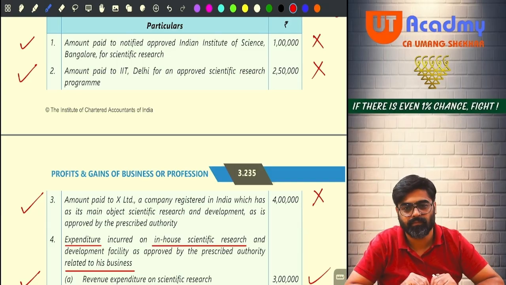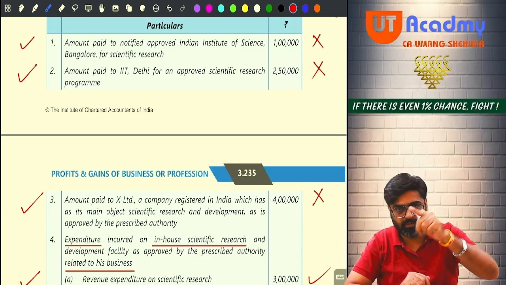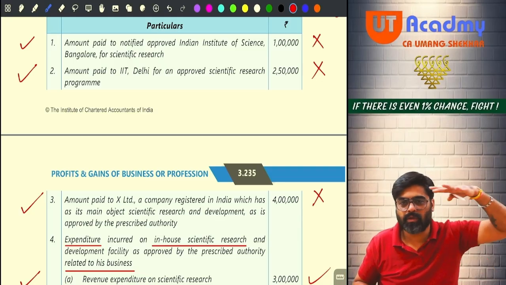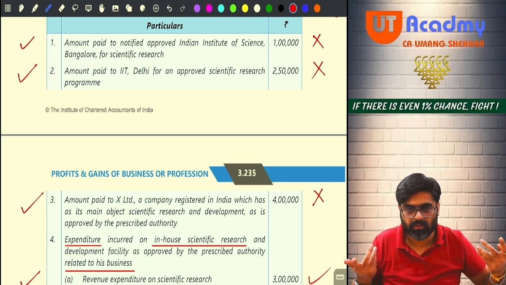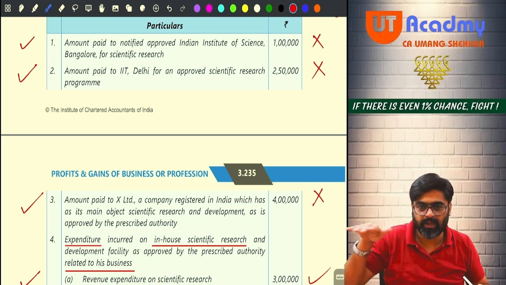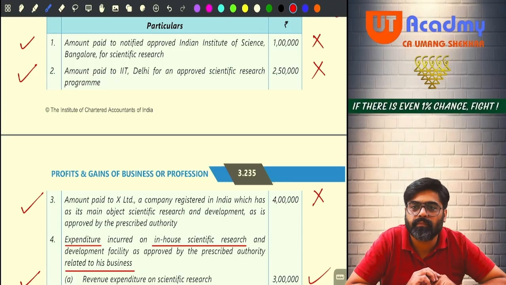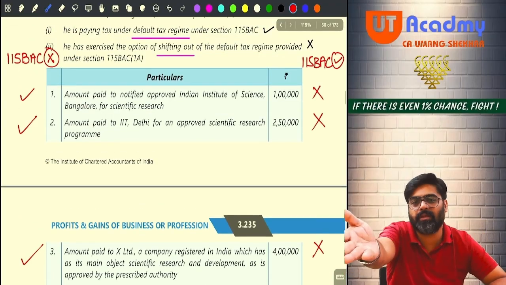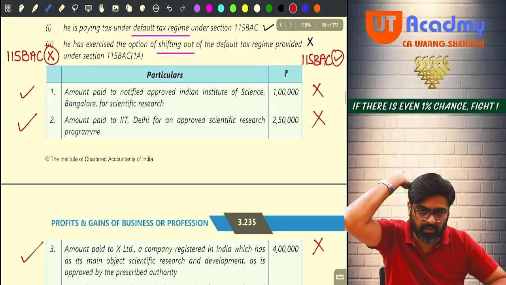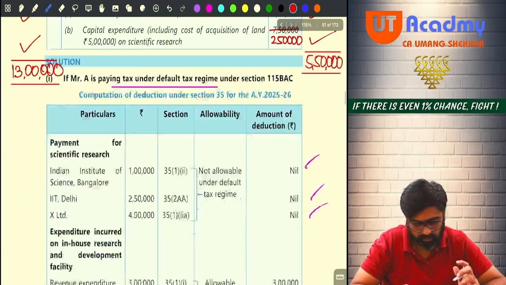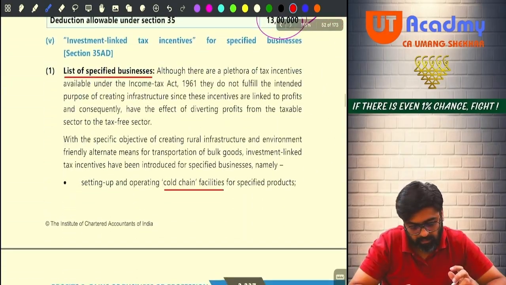115BAC not followed. Donation, donation, donation, amount, amount, amount. Done. Expenditure, expenditure, amount, amount. Total 13 lakh. Done. In particulars, what will you write? The same thing which is given here in particulars, you will write there also in the answer. Not at all difficult. Will you remember? Very good. So this was one question.